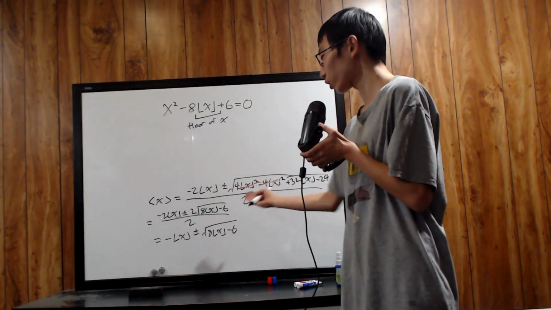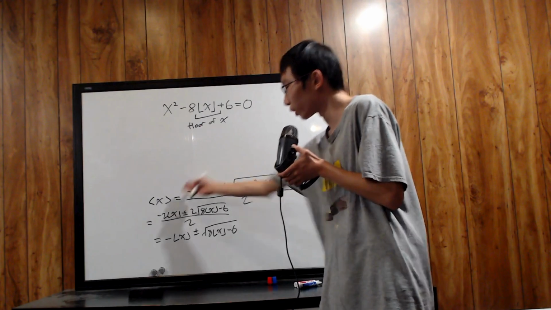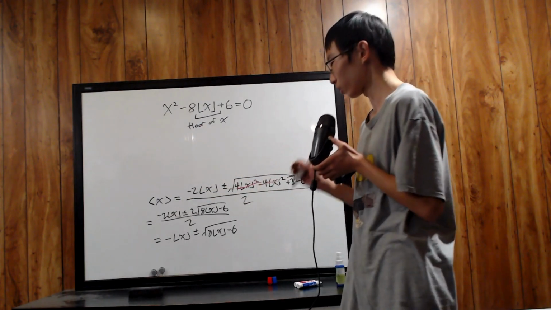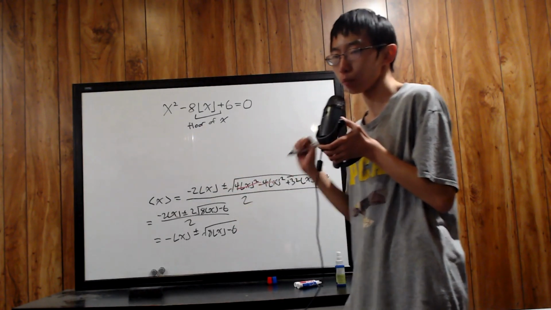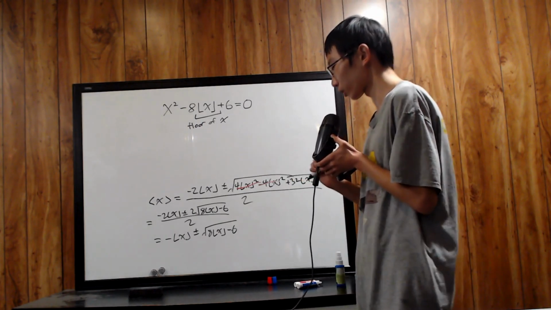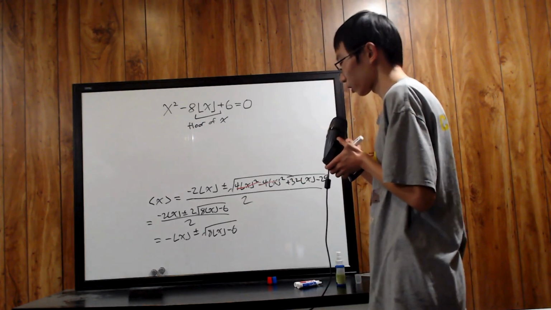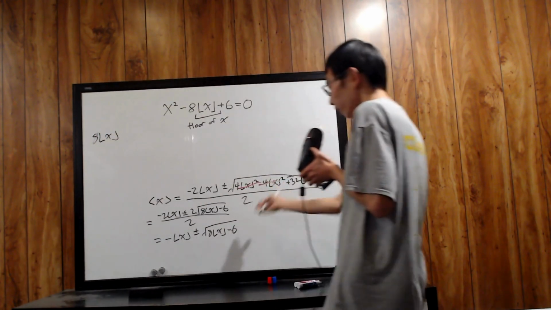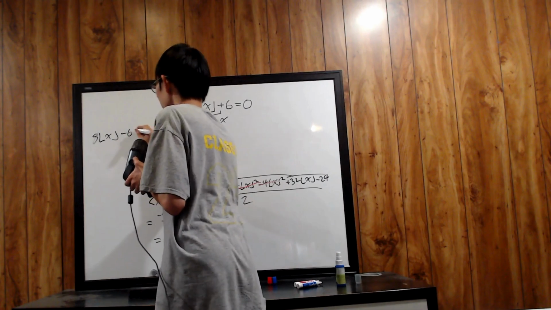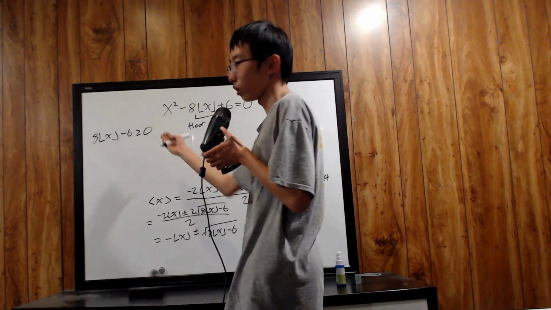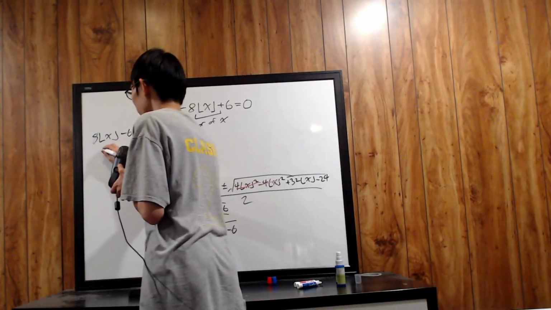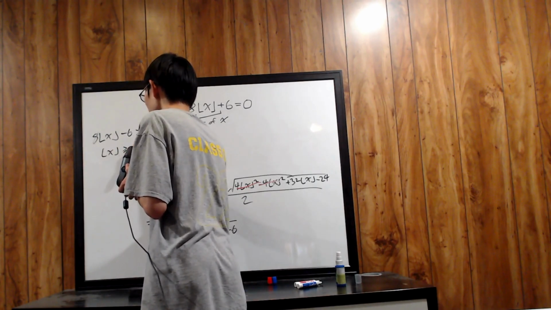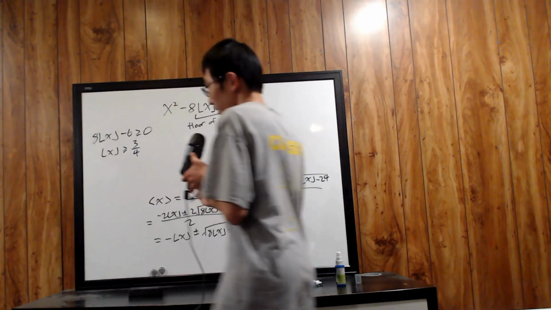Now, the fractional part of x must be a real number, obviously. So what's under the square root must be non-negative. So we can set up an inequality. We would get 8 floor of x minus 6 must be greater or equal to 0. We can solve the inequality to get floor of x is greater or equal to 3 over 4.